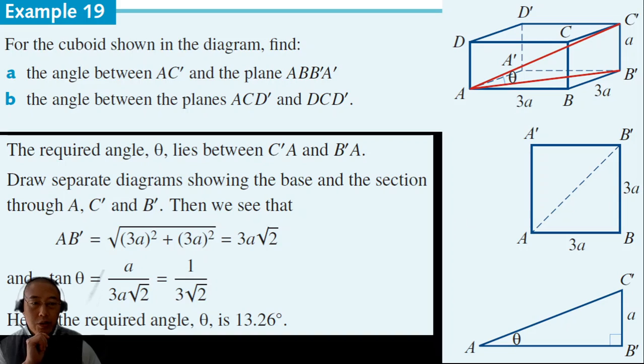So here's the working out to find AB prime, and that will give you your expressions in terms of A. Then what you can do is, using one of the trigonometric ratios, in these situations will be your tangent. You will have tangent of theta in terms of A, and that will cancel out, and it will give you your required angle in degrees to the number of decimal places.